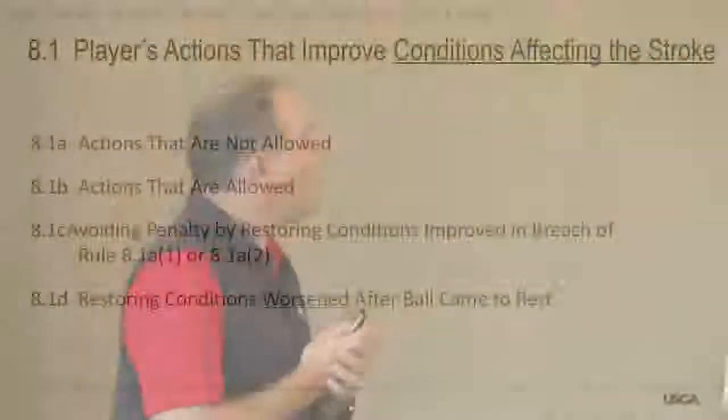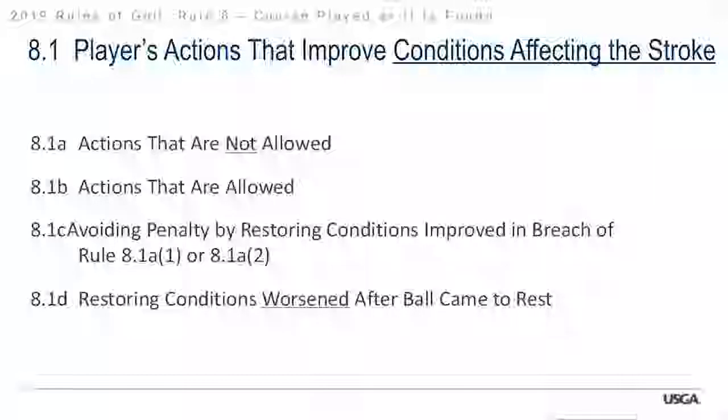Okay, 8.1, divided up into 4 bullet points underneath it. Things that we can't do, things that we can do, how to fix the things that we did, and then we can move from there without penalty sometimes. And we'll go over those examples of when we can fix something and when we can't.